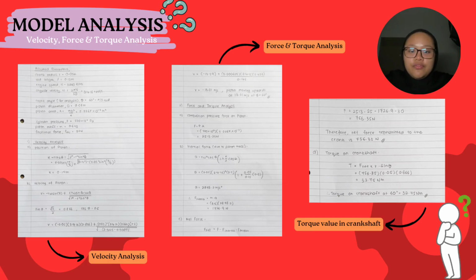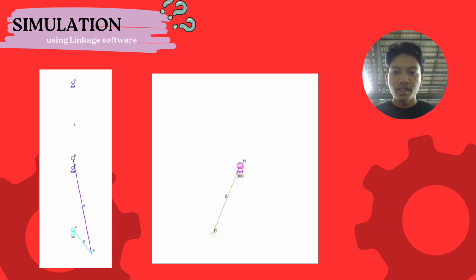Next, in this part, we focus on analyzing how velocity, force, and torque behave in the system. We calculated the velocity of different parts to understand how fast they move during operation. Next, we look at force and torque, especially the torque applied at the crankshaft, which is important to ensure efficient power transfer. These calculations help us better understand how the blower performs in real-world conditions. Here are the simulations that we conducted using linkage software.